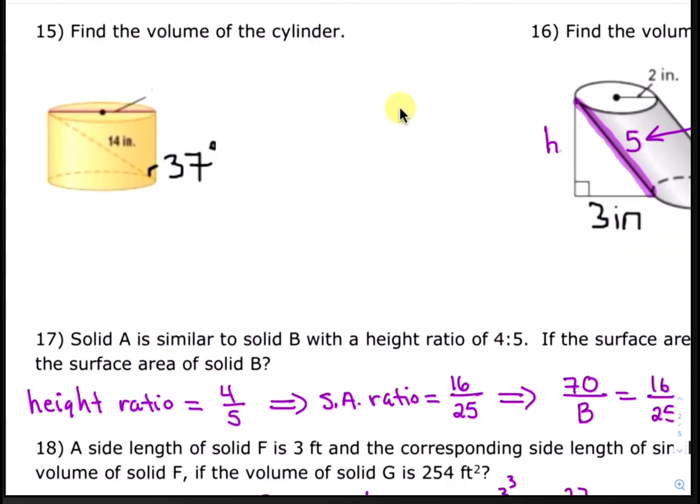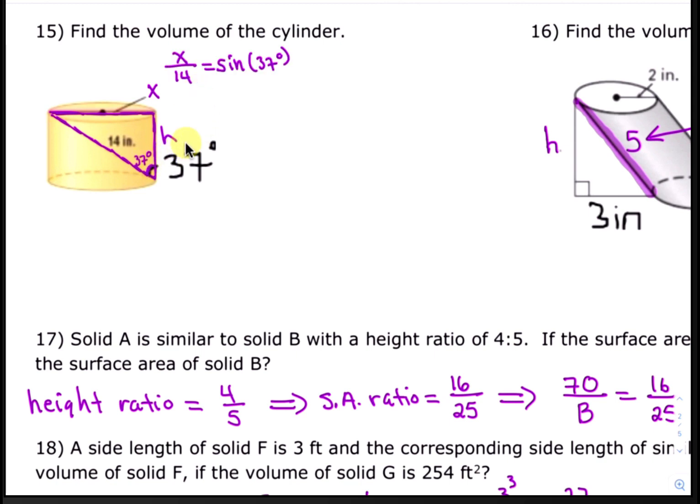All right, here is number 15, and it looks like we have a cylinder. The challenge here is that we do not know the radius of this cylinder, and we do not know the height. So what we can do is create this right triangle here. I'm going to call x the length of this diameter, and h, of course, would be the height. And it was given that this angle here is 37, so I just wrote that inside there.